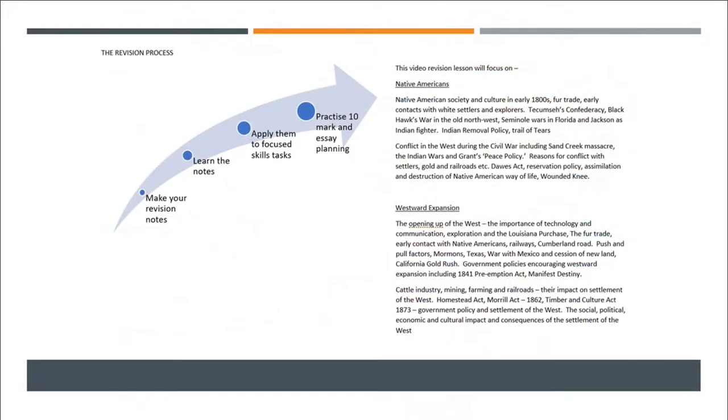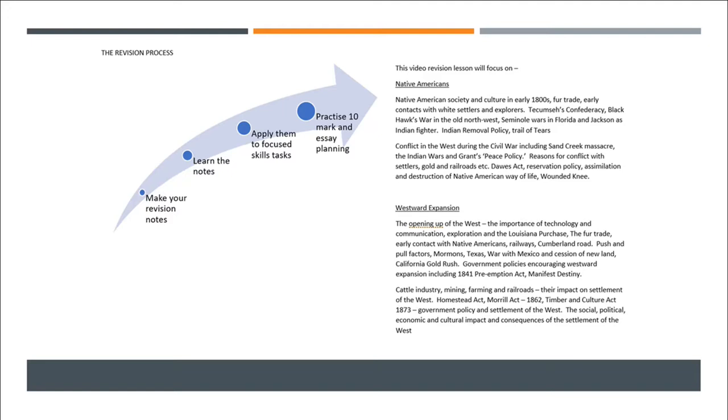So the revision process is about 4 key steps really. It's about making some revision notes. It's about learning those notes. It's about then applying that knowledge to do some focused tasks that help you to develop the skills necessary to be successful in the exam, so that you can practice planning and writing 10-mark questions and essay questions, which are the 2 questions in this particular exam.